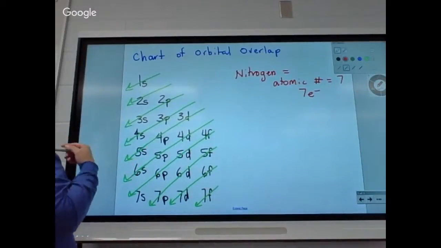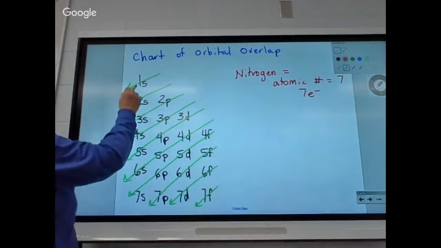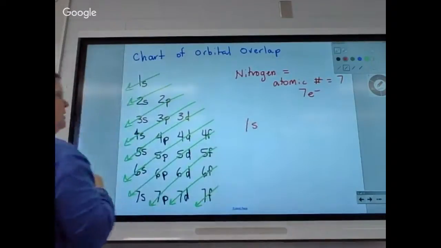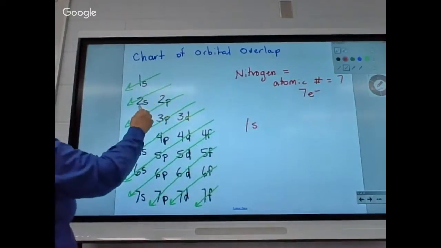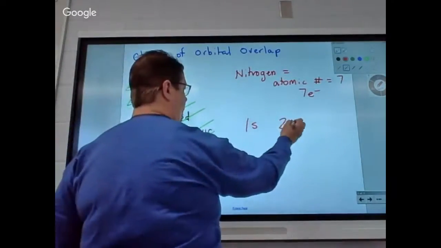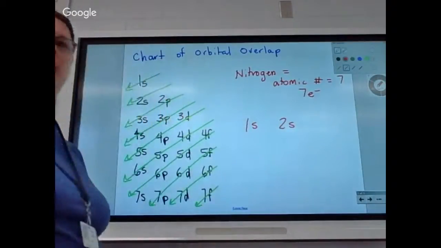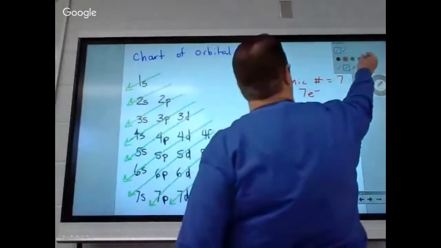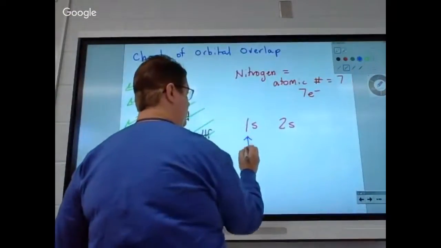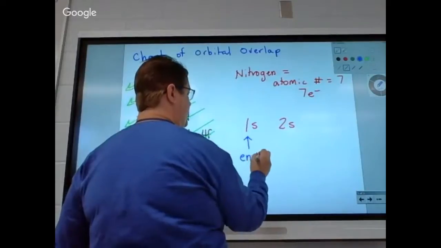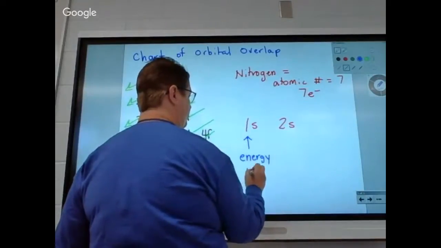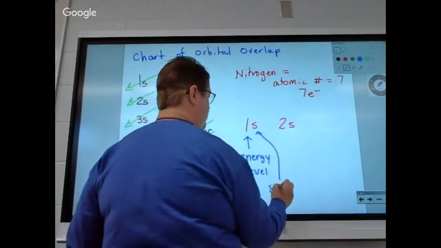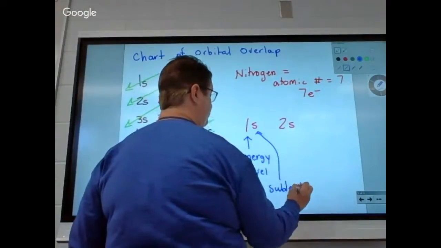All right. So the first thing we read in the chart is what? We write 1s. What's the next thing I see in the chart? 2s. All right, we're going to stop there for a moment. Now, what does this stuff I just wrote down mean? This is my energy level that we just talked about. This is my sublevel we just talked about.